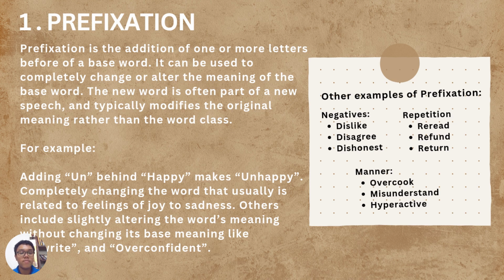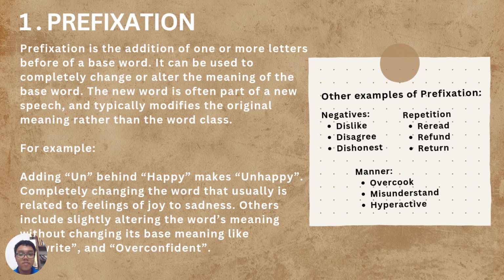So first of all, we have prefixation. Prefixation is the addition of one or more letters before a base word. It can be used to completely change or alter the meaning of the base word. The new word is often part of a new speech and typically modifies the original meaning rather than the word class. For example, adding un before happy makes unhappy, and others include slightly altering the word's meaning, like rewrite and overconfident. So we have other examples of prefixation right here on the right.